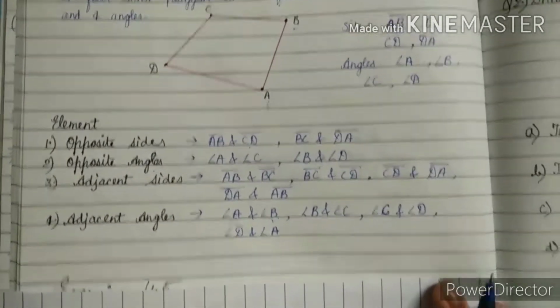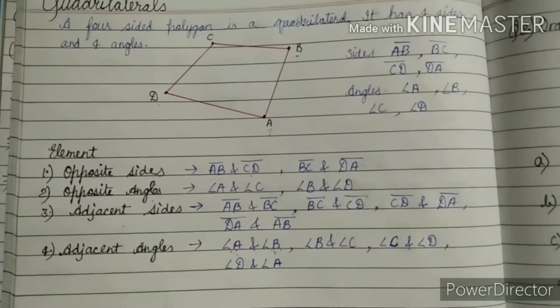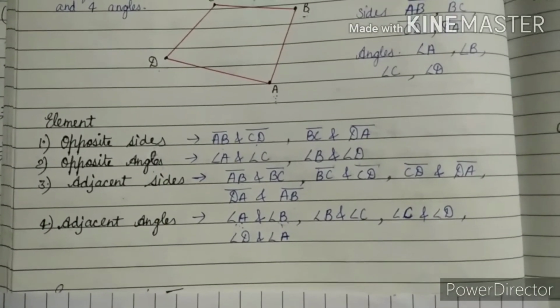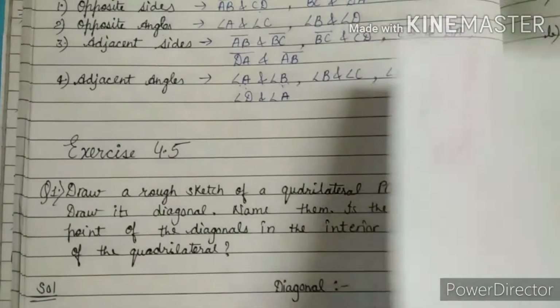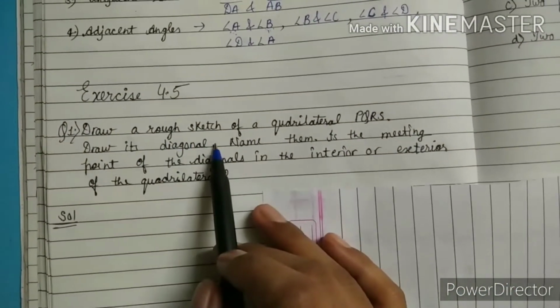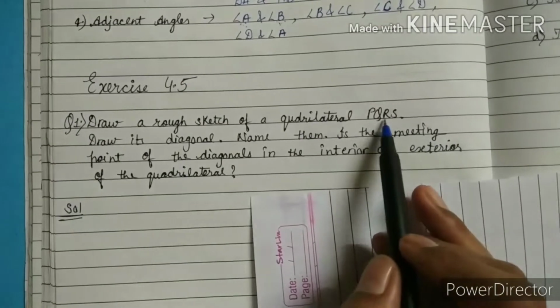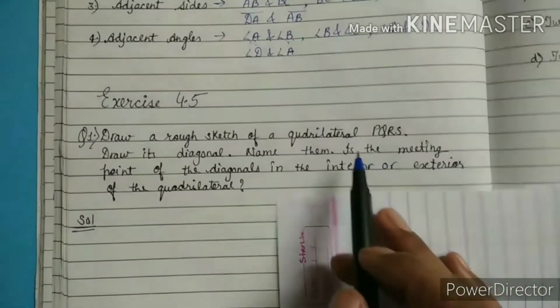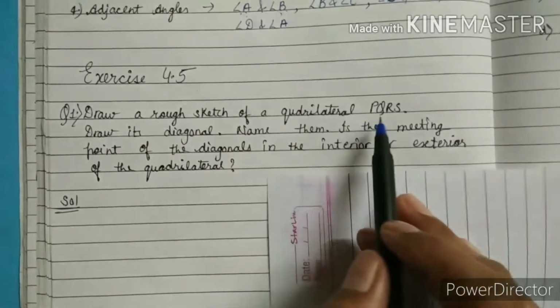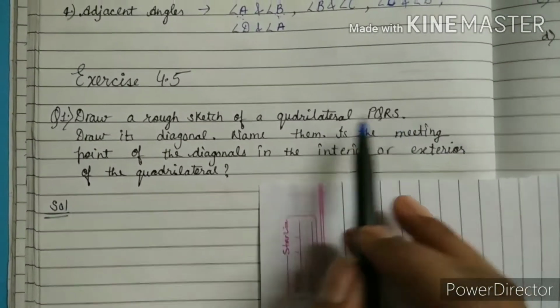Now here we completed elements of quadrilateral. We are going to start exercise 4.5. Exercise 4.5: draw a rough sketch of quadrilateral PQRS. So firstly they said you have to draw the rough sketch of the quadrilateral whose name is PQRS.